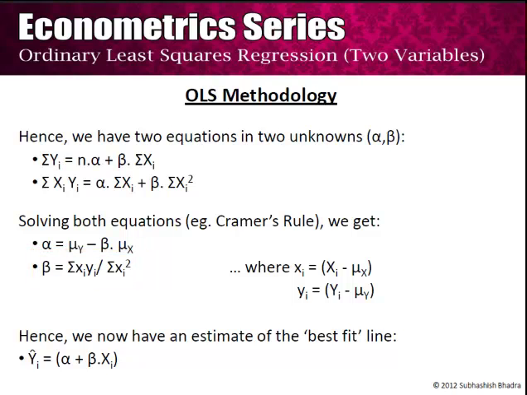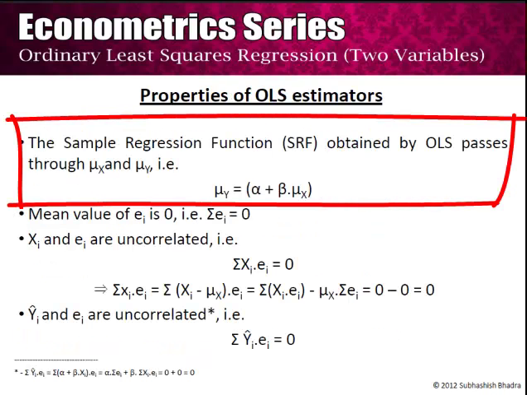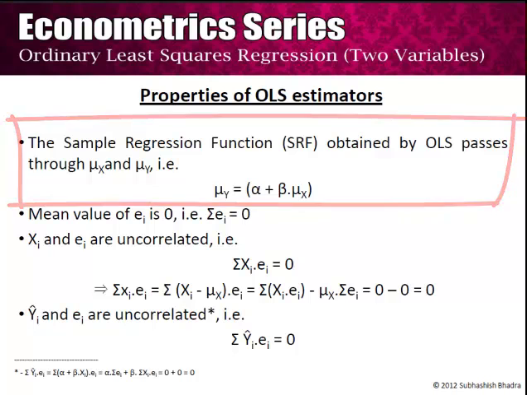However, these are small x and small y, which represent the deviation of the x from its mean value. You will see further in this module that it is often much easier to write coefficients or other variables in terms of their deviations rather than their absolute values. The sample regression function, or the sample regression line obtained by the OLS, passes through the mean values of x and y. Hence, no matter what the x and y are given, it will always pass through the mean values.